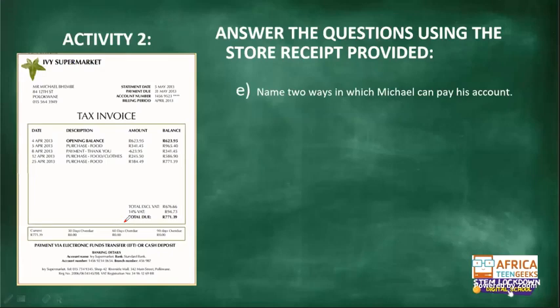I'm going to run through these a bit quicker. Let's look there at my blue square. Payments via electronic fund transfer or EFT, or cash deposit. There we go. Thank you, Tiro.